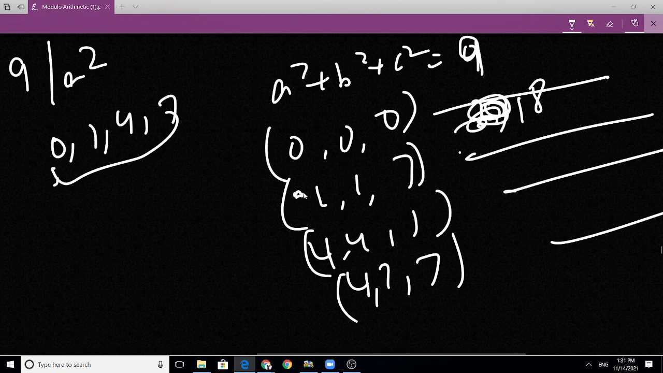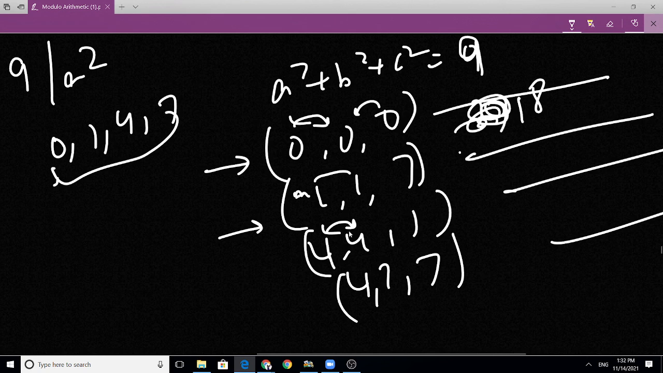If any two numbers are the same, then a square minus b square equals 0. So if these two numbers are the same, it leaves a remainder 0. Even this leaves a remainder 0, because a square minus b square equals 0, so 9 divides a square minus b square. So 1 minus 1 equals 0, 4 minus 4 equals 0.